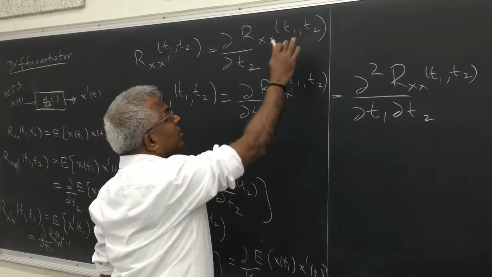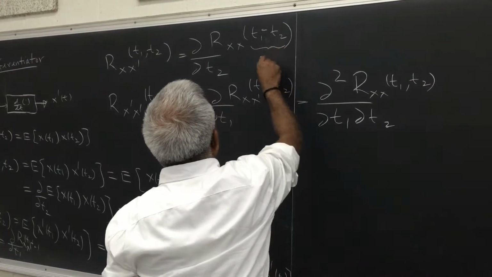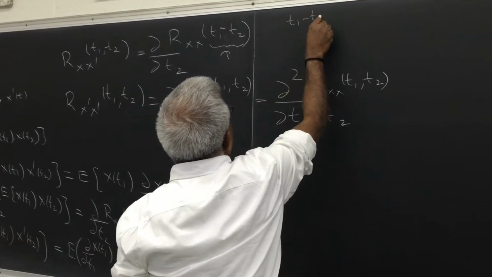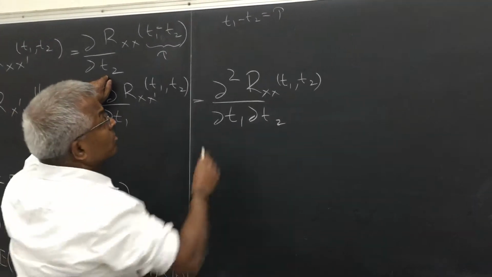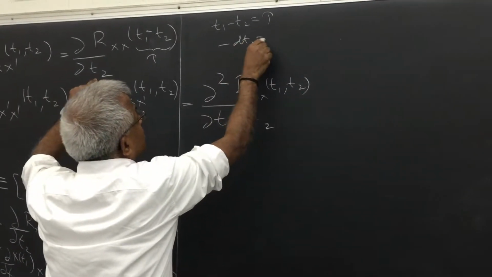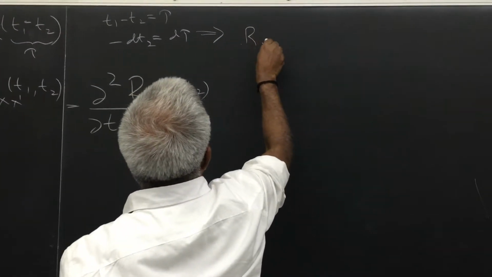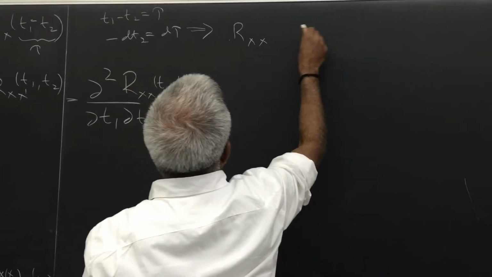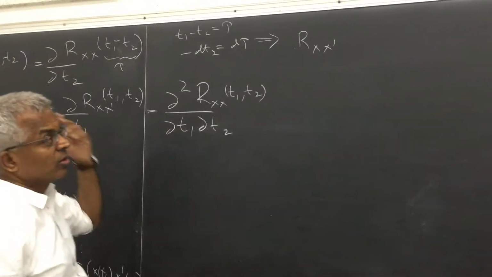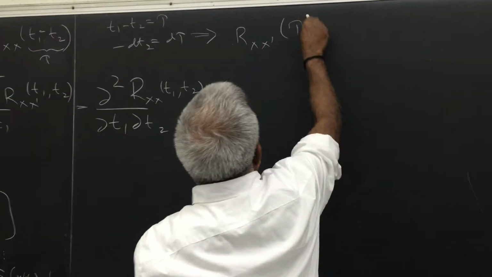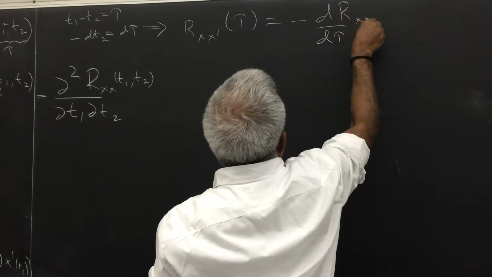t1, t2 by t1 minus t2. So if I make this variable tau, t1 minus t2 is tau here. The variable is t2, so minus dt2 is d tau. So from there you get R_xx'(tau). So the right side is only a function of tau, and the left side is also a function of tau, but now it reads R_xx(tau).